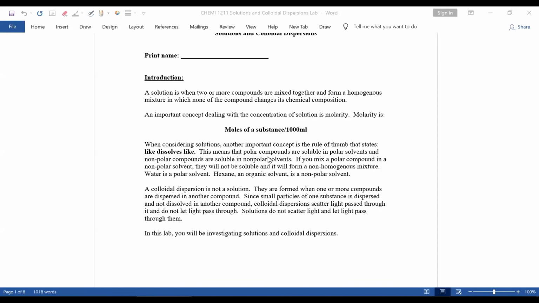Now in today's lab, you're going to be using water as a polar solvent and an organic molecule or solvent, liquid at room temperature, hexane, is a nonpolar solvent.